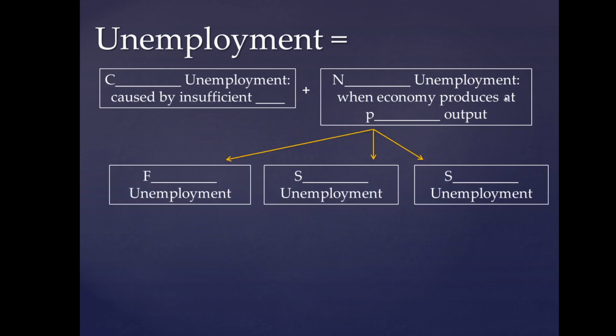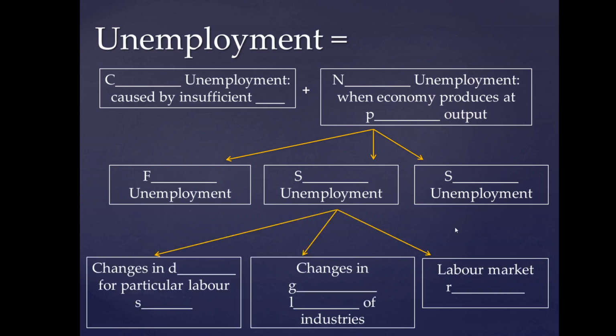When it comes to natural unemployment, we have three types of unemployment. From the left hand side: frictional, seasonal, and structural unemployment. Let's keep moving. Let's say this is the structural unemployment. There are three reasons for structural unemployment.